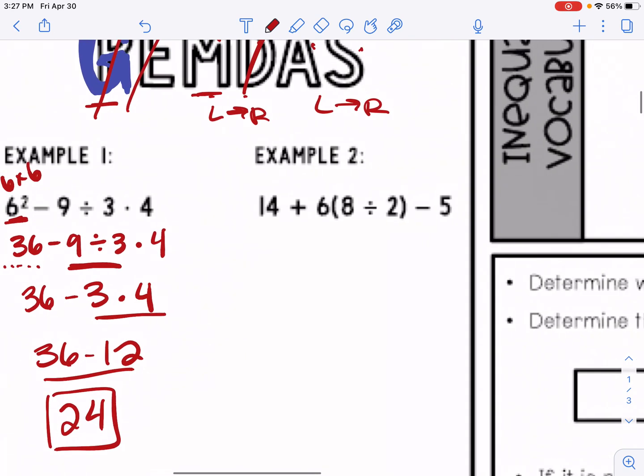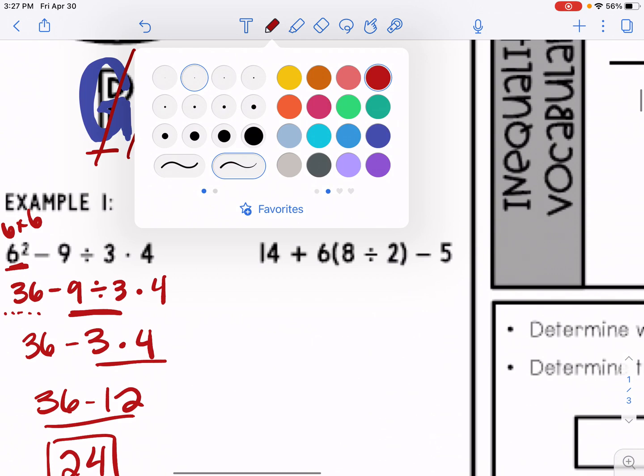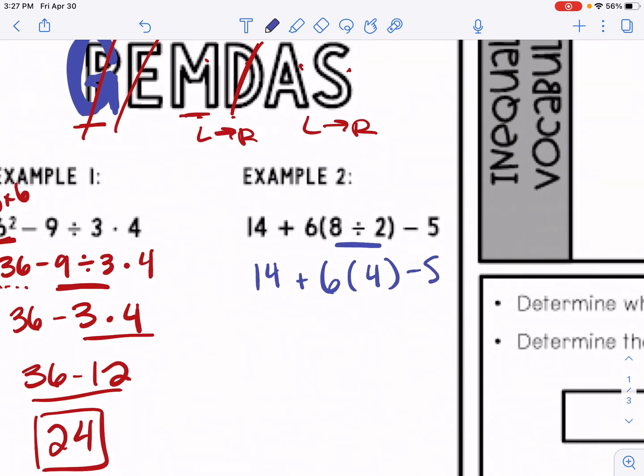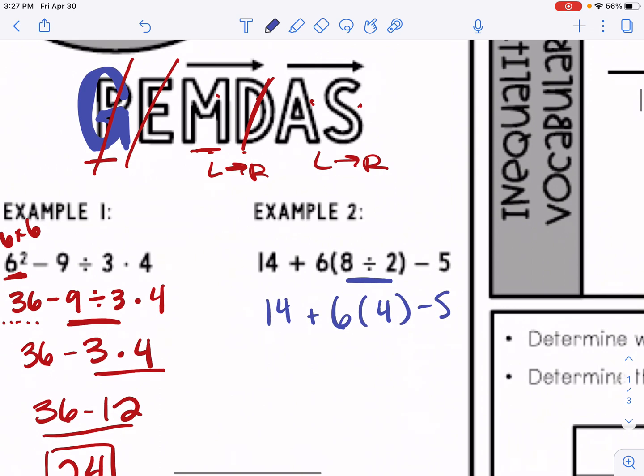Okay, next one. I'll use a different color so we can cross off. This one I do have a group: 8 divided by 2, which is 4. So I have 14 plus 6 times 4 minus 5. Okay, then I'm going to look for any exponents. I don't have any, so I'm just going to go ahead and cross it off. I forgot to cross off my G.